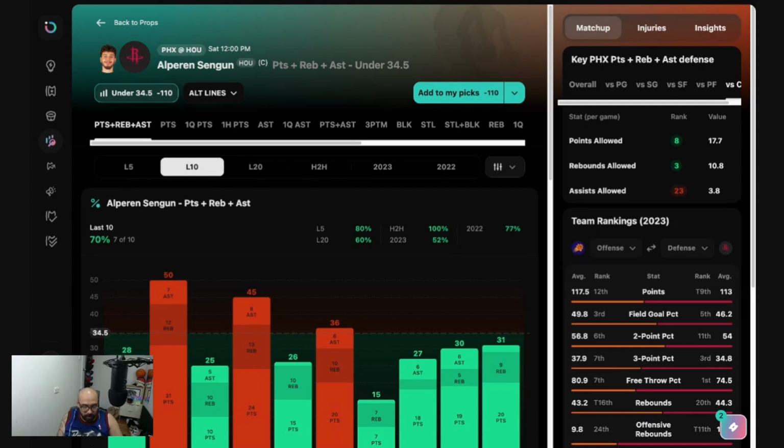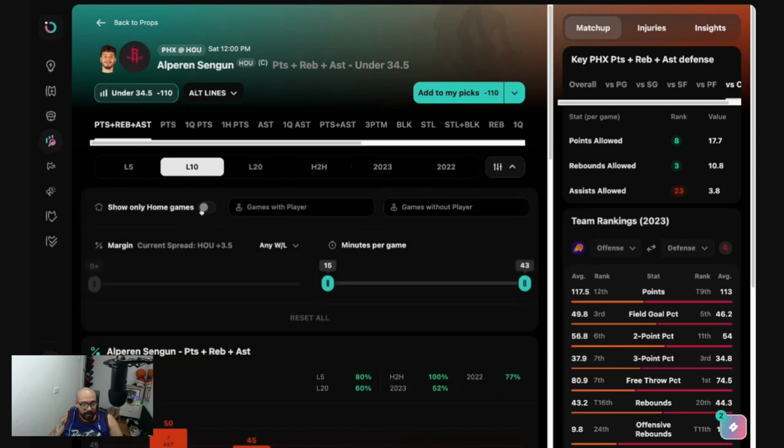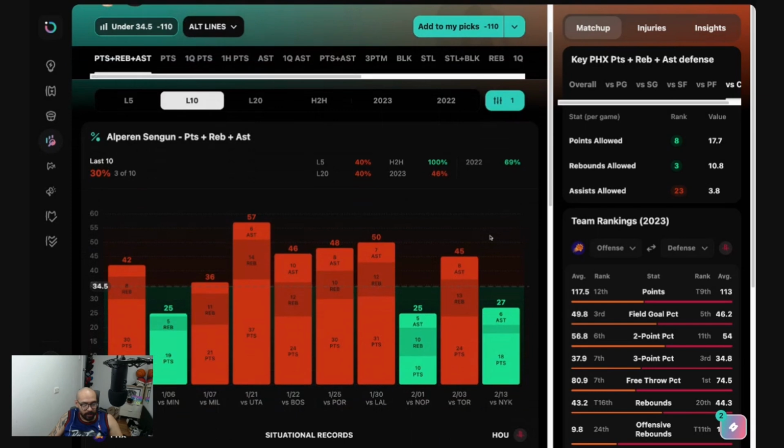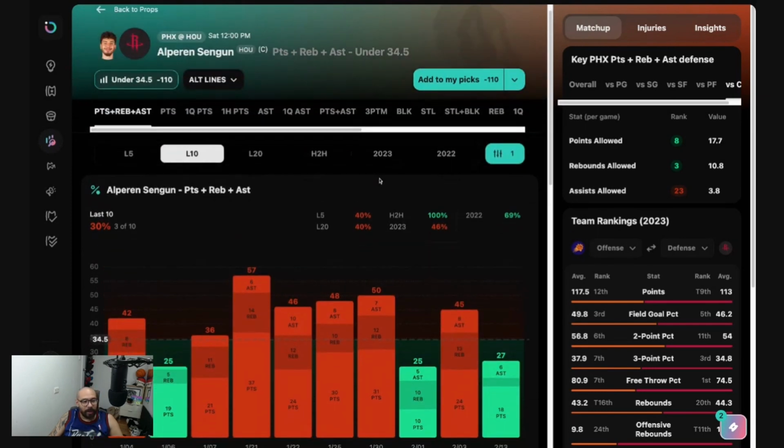Alperen Şengün. Let me just have a quick look at his last 10 home games. Oh, okay, maybe I don't like it too much. So check this out. His last 10 home games, he's gone under only 3 times. So he's gone over this 7 of his last 10 games at home. Now, I'm a little bit hesitant. So I'm going to take that off my lean list because this scares me.